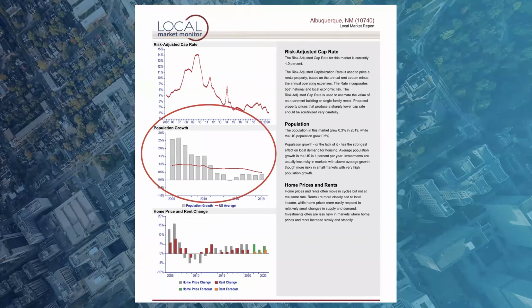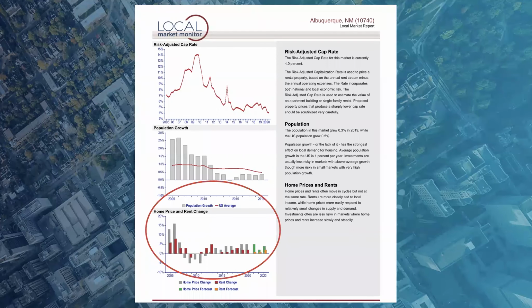The next chart shows the growth of the population. In this example, the high population increase in the early 2000s was one reason home prices ended up in a boom. A lot of demand for a limited resource. The situation today is quite different, with growth well below the national average.